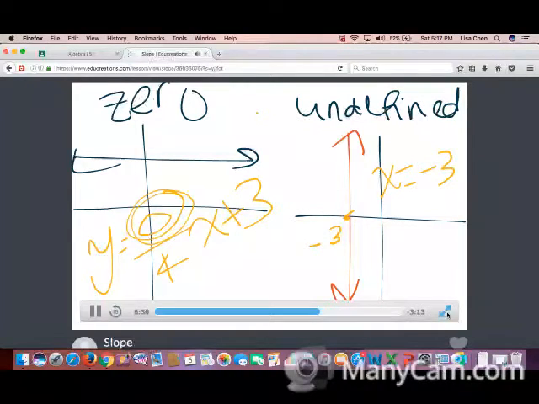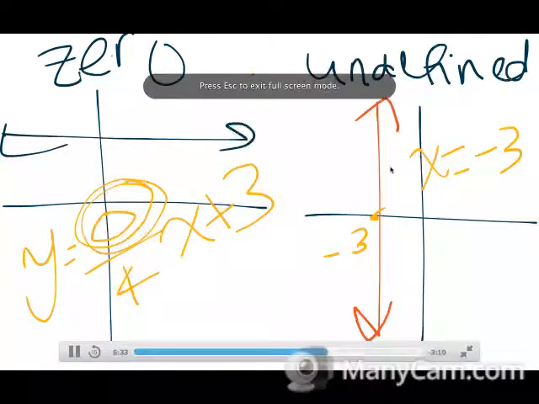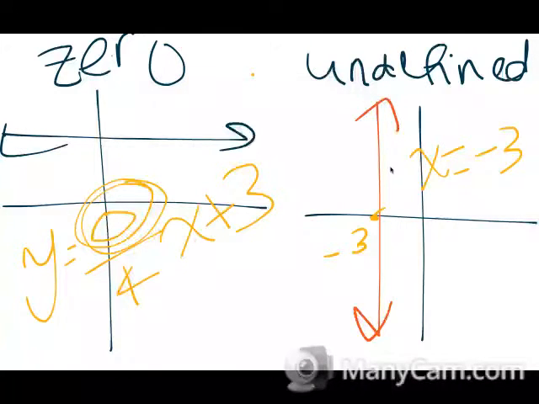Now this is just going to be x equals -3, because that's probably -3 somewhere. Now those are just vertical. It has no run whatsoever. It's just rise. This one is just run. This one is strictly rise. So those are the differences between zero slope and undefined slope.